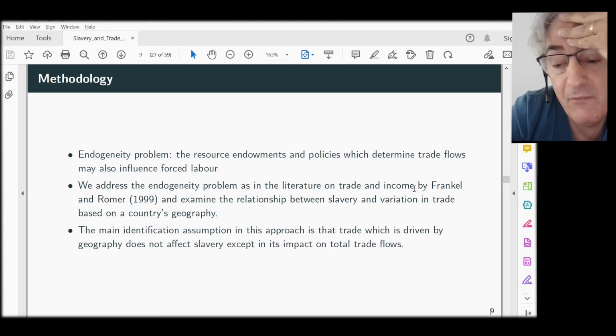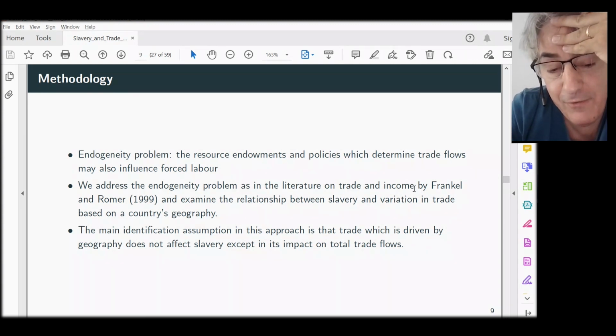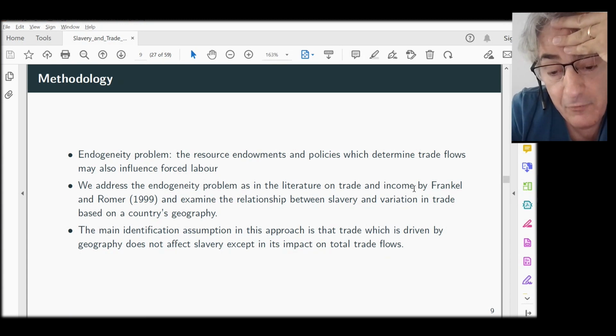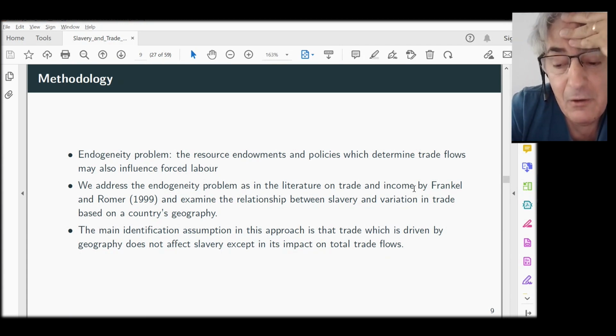Okay? And if you convince the reader, your referees and the community that you found a way to predict trade using determinants that are not used, or are not affecting the other object of study, in this case modern slavery, you can be more comfortable about making causality claims.